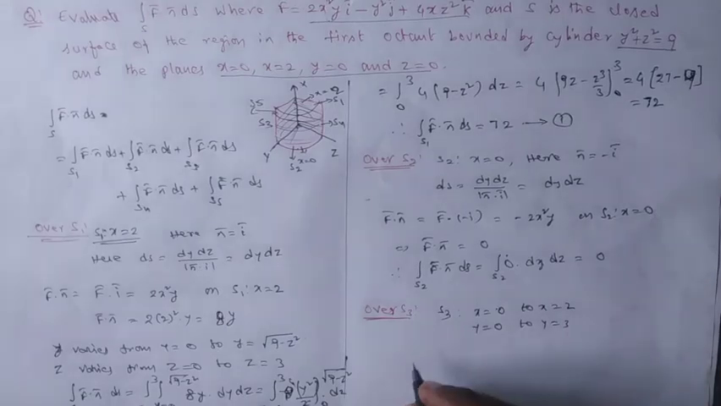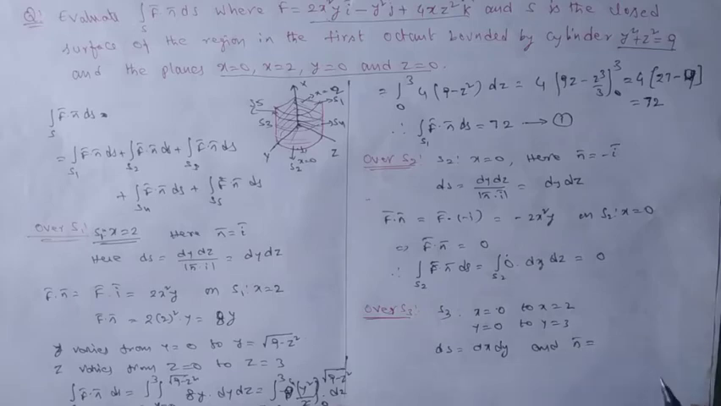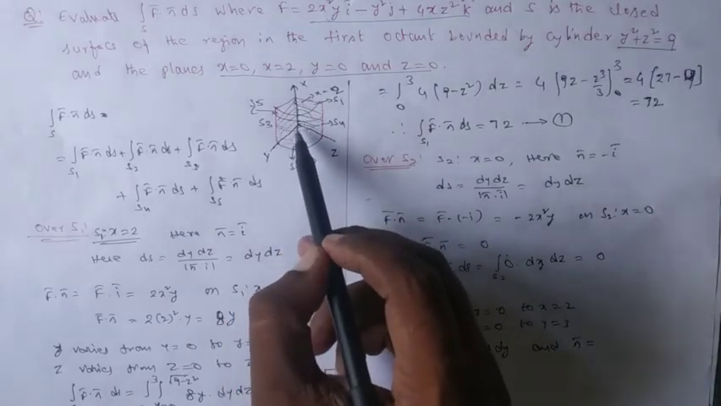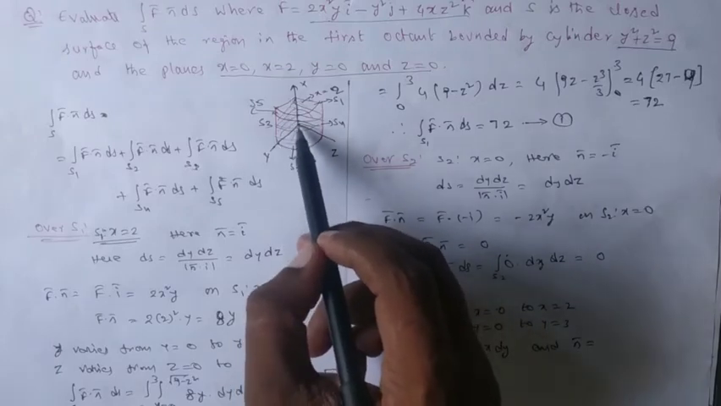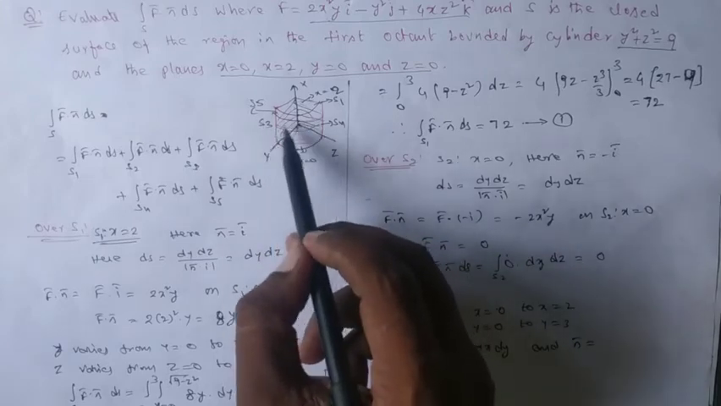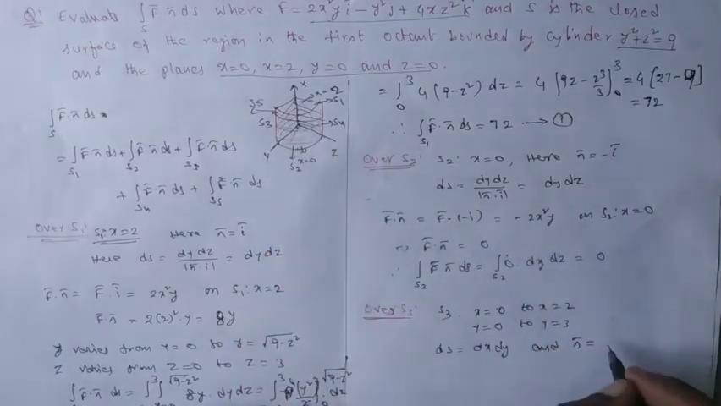So therefore, ds becomes dx dy, and n bar, once you observe, the perpendicular to this xy plane is nothing but k bar, but it is away from the surface, the outward drawn unit normal, so away to the z axis, that is minus z axis, so n bar equal to minus k bar you should write.